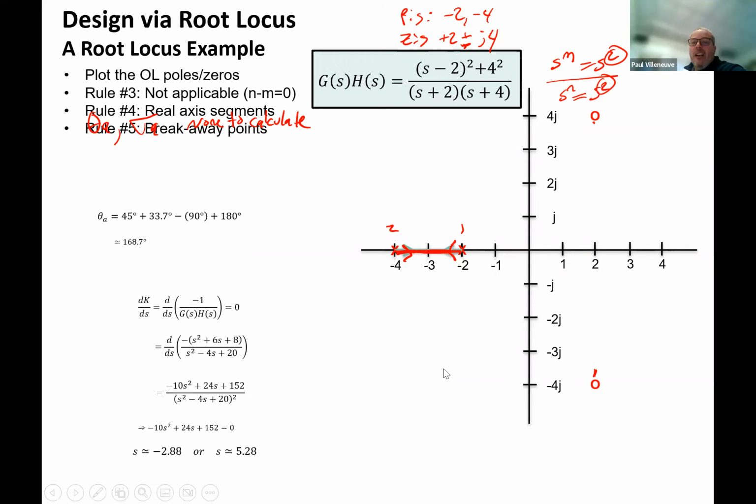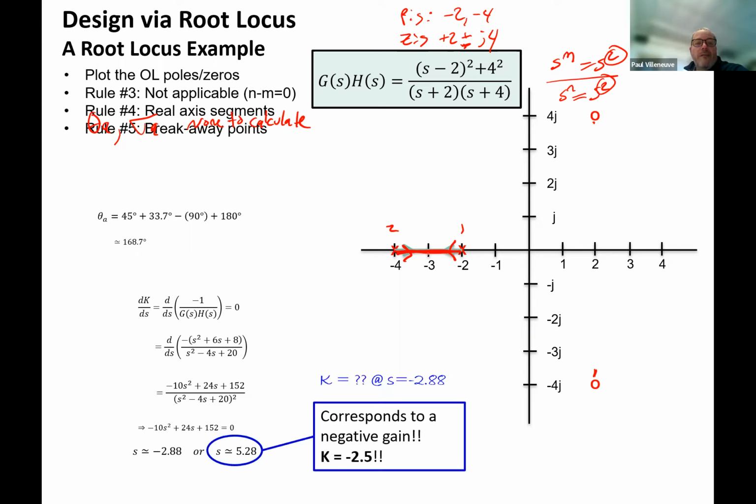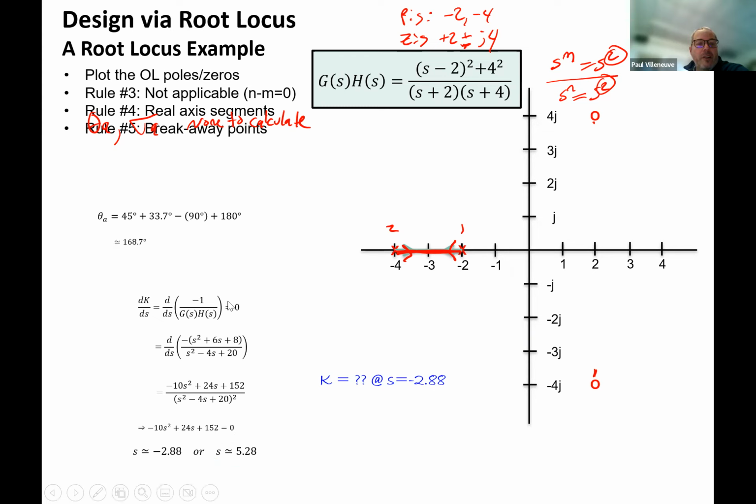So we need to calculate our breakaway points, right? Because we know we are leaving someplace, we just don't know where. So our breakaway point is: you take the derivative of -1 over GH and set that equal to 0. Whoops, I'm not sure what's going on with the order. Sorry about that. So here's our KGH. I guess the animations, I've got to fix those. So here is my -1 over GH.